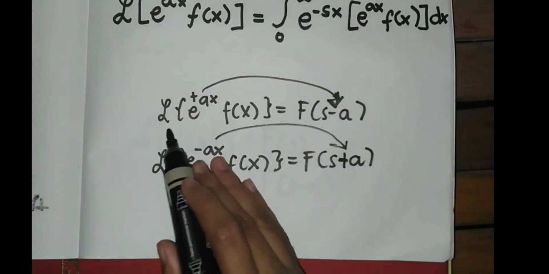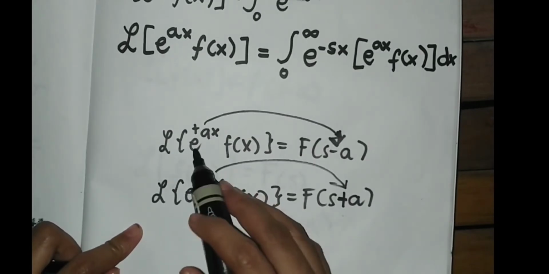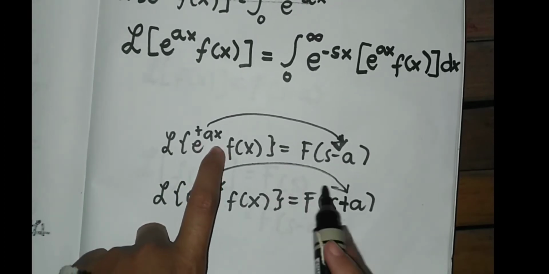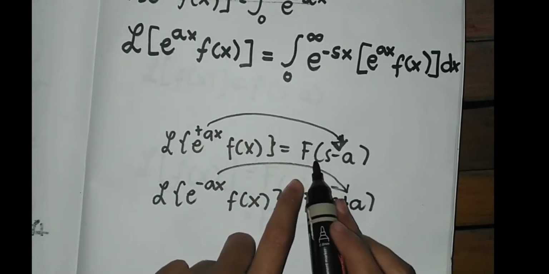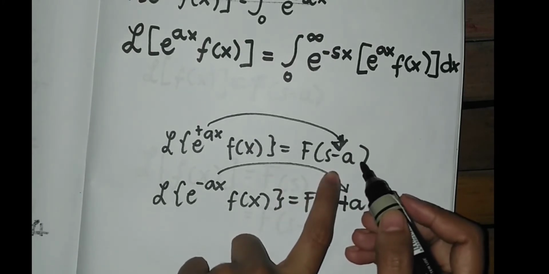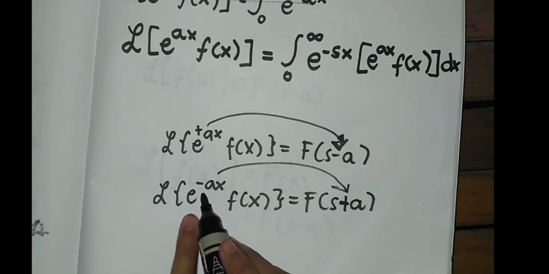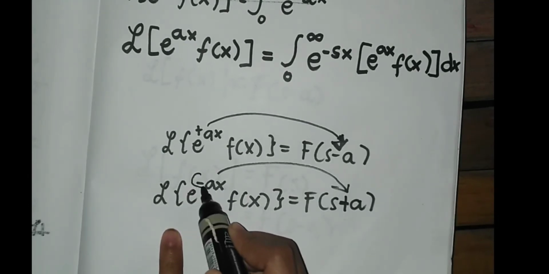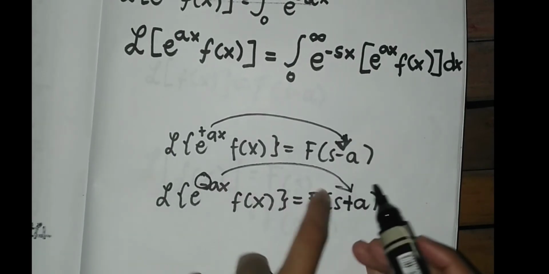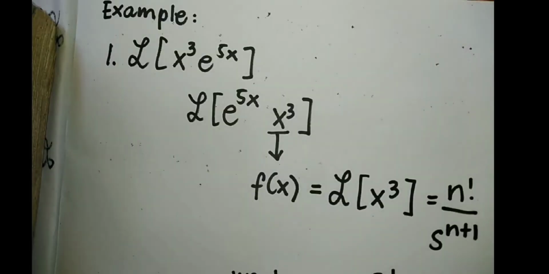So if you have the Laplace transform of e raised to positive ax, then you have F of s minus a as the shifted part. But if you have the negative exponent, then the shifted part or form is positive.